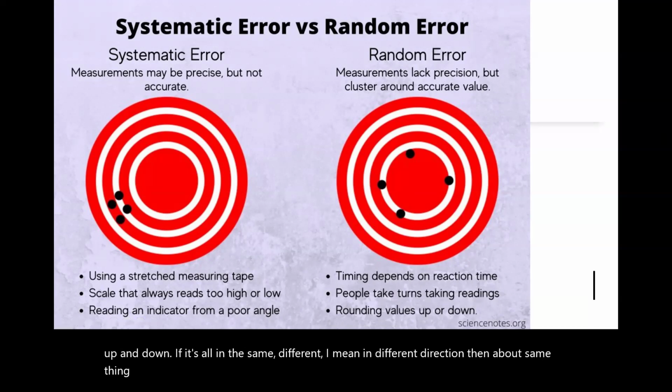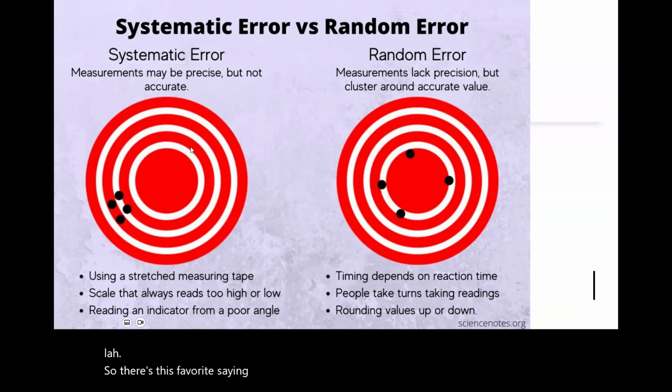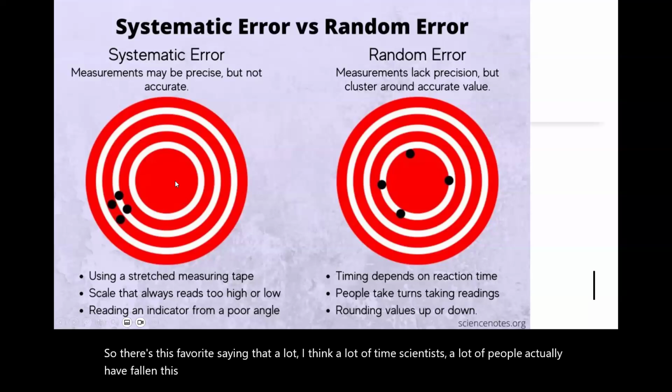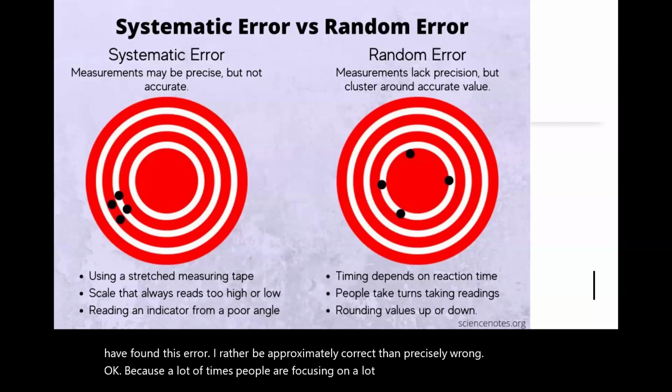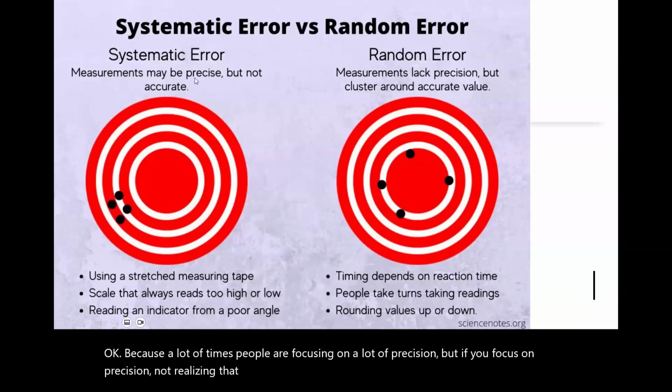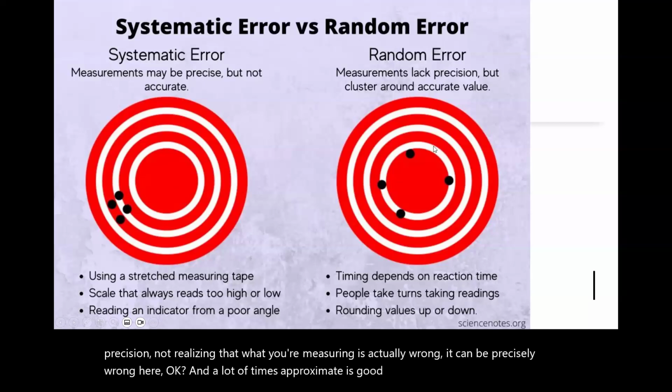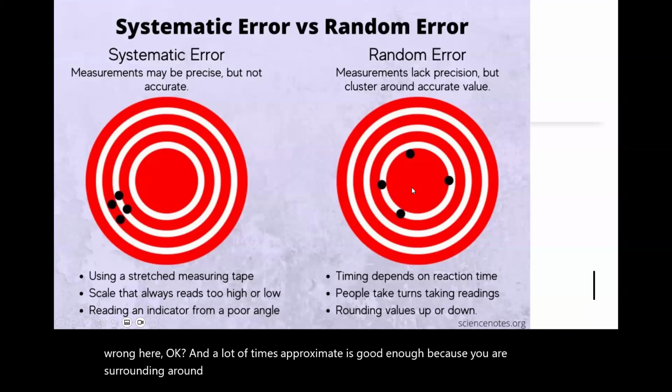There's a famous saying that I think a lot of scientists, or a lot of people, have fallen into this error: I'd rather be approximately correct than precisely wrong. A lot of times people focus on precision, but if you focus on precision without realizing that what you're measuring is actually wrong, you can be precisely wrong. And a lot of times approximate is good enough because you're clustered around the actual value. So be careful when you talk about this.